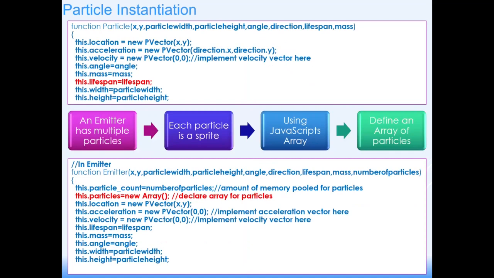So first thing we do is particle instantiation. We declare the array right here. So this is our emitter. It's going to have the ability to have multiple particles. So each particle you think of is basically what you refer to as a sprite or a mover, and we're going to create and define an array of particles. So first we define the array of particles inside the emitter.